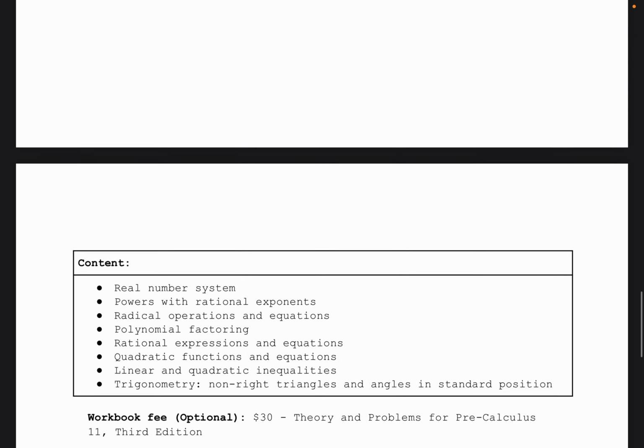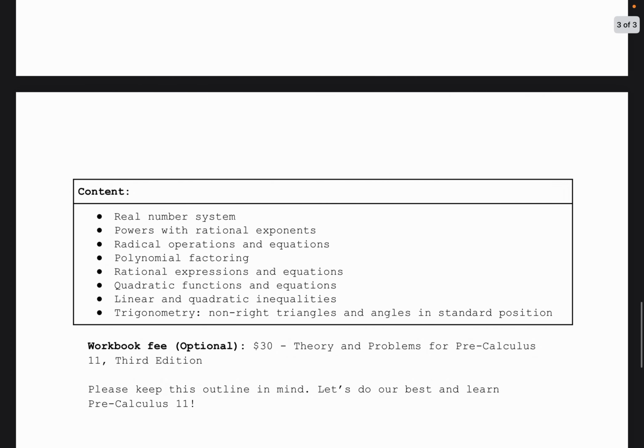Moving on. Content. This course will cover real number system, powers with rational exponents, radical operations and equations, polynomial factoring, rational expressions and equations, quadratic functions and equations, linear and quadratic inequalities, and trigonometry, non-right triangles and angles in standard position.